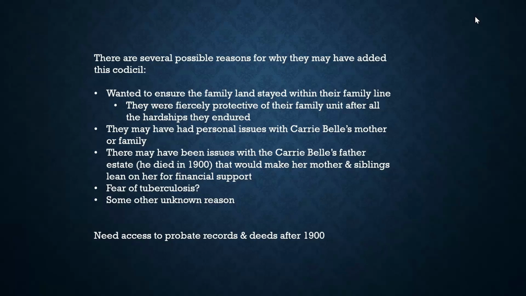I think it's probably a mixture of something going on with Carrie Bell's father's estate and just the protectiveness of the family unit. And this is something where I would have to access probate records and deeds after 1900. Unfortunately, Barron County doesn't have those available on FamilySearch. So this is why I wasn't able to figure this out, but I think finding those records is probably going to help, maybe not quite solve this mystery, but get a little bit closer to the answer.